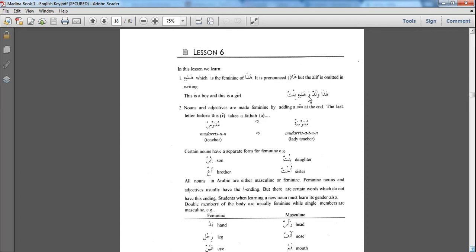So when pointing to a masculine thing, a masculine person or a thing, you would use hada. When pointing to a feminine thing, you would use hadihi.